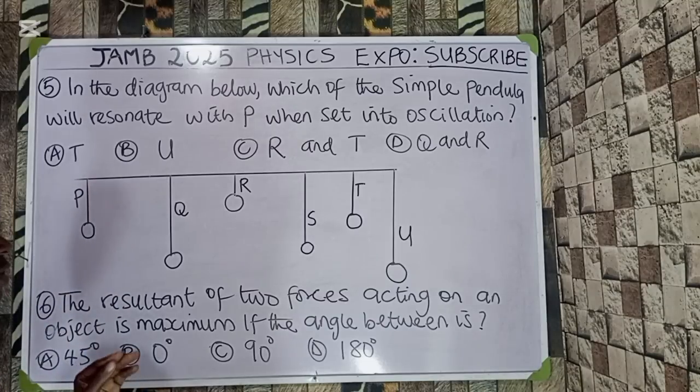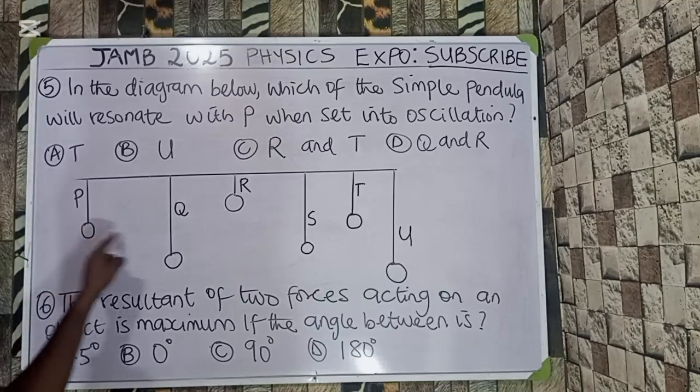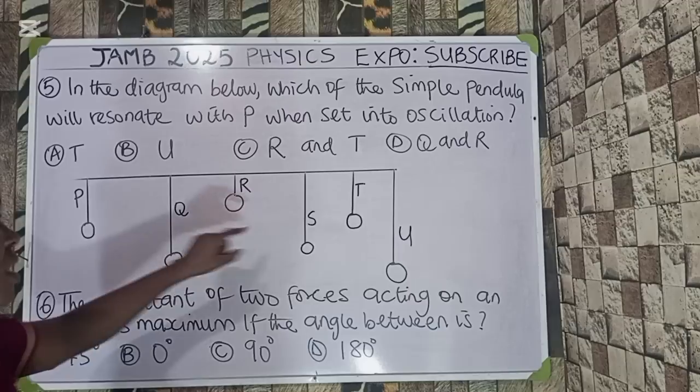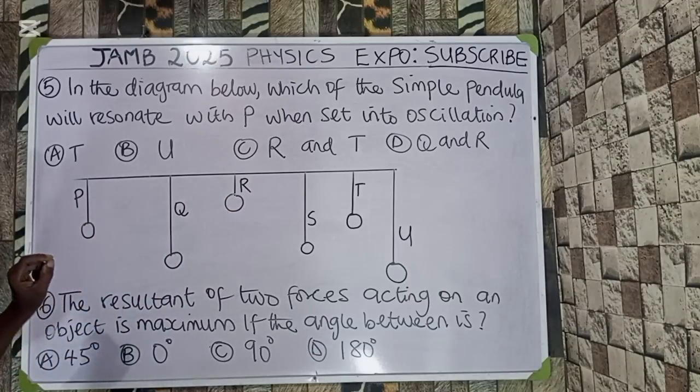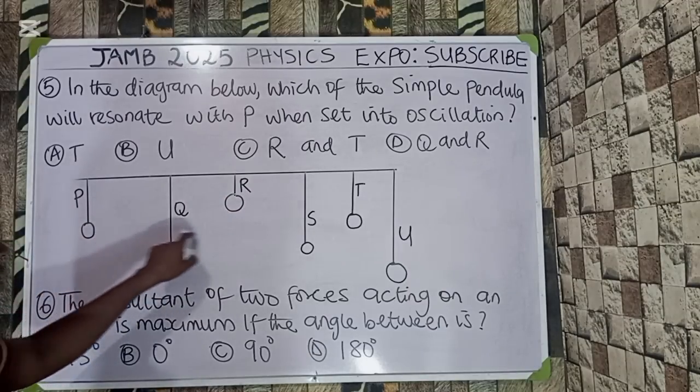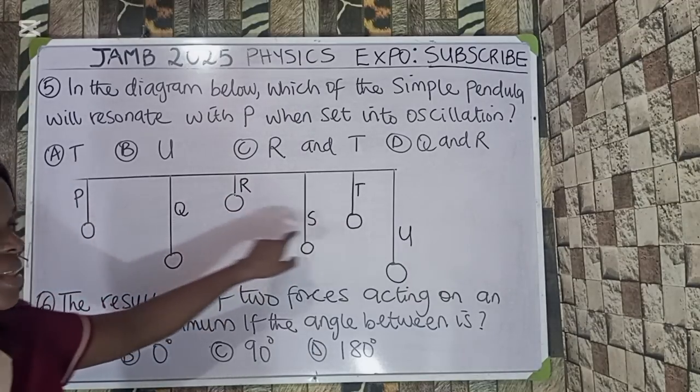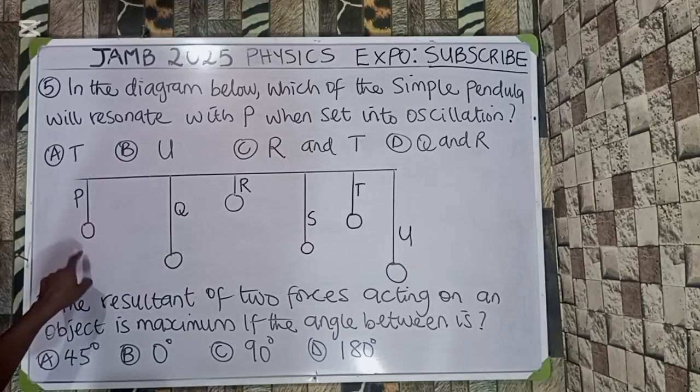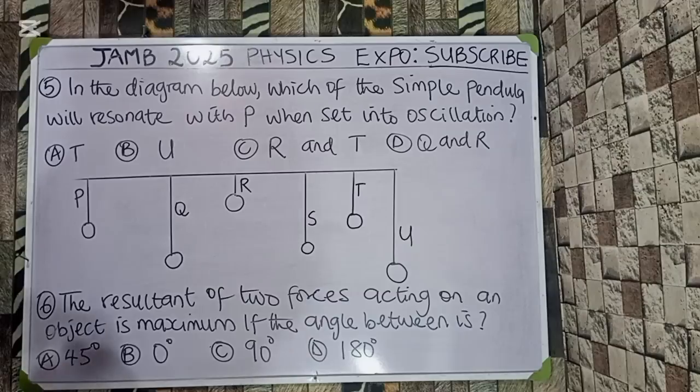The simple answer to this question is that the one that is of the same height with it is going to resonate at the same time with it when set into oscillation. Look at it, you can see that it's only T that is at the same height, or the same length, as pendulum P. Do you understand? So the correct option to this question is option A.